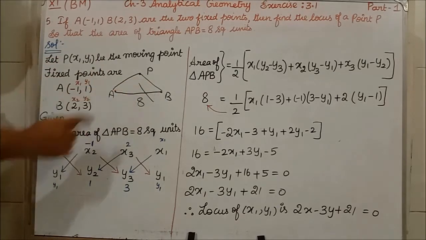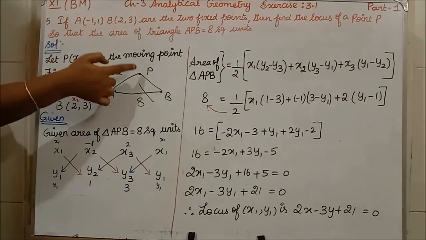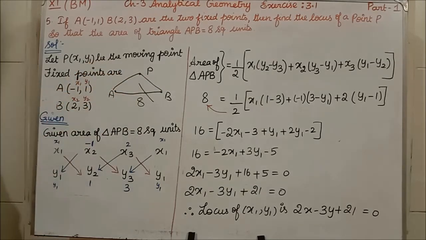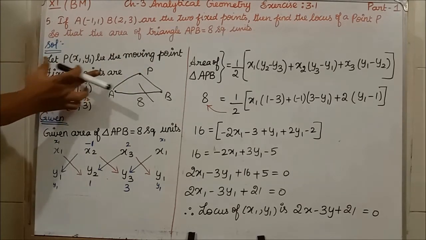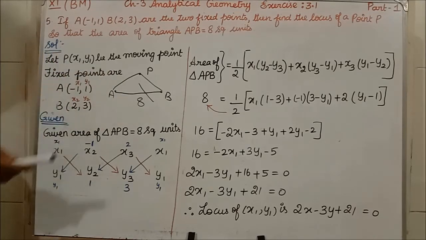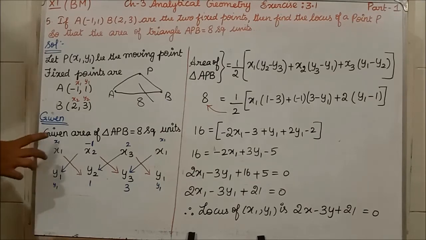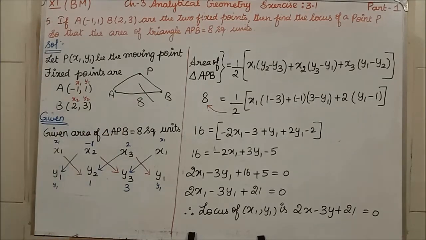If you join these, you will get a triangle shape. They have given the area of the triangle APB, the total area, as 8 square units. Here we have to find the moving point P. We have to find the locus in this question. Here let P(x1, y1) be the moving point. The two fixed points given are A(-1, 1) and B(2, 3). They have given the area of triangle APB equal to 8 square units.